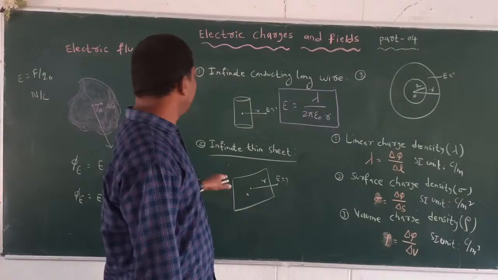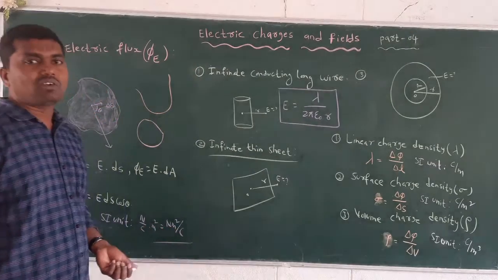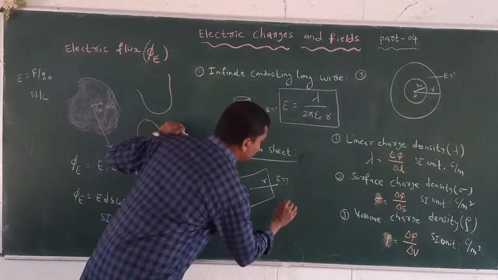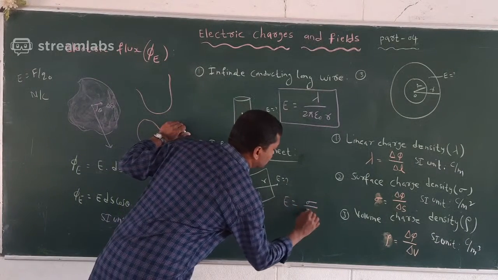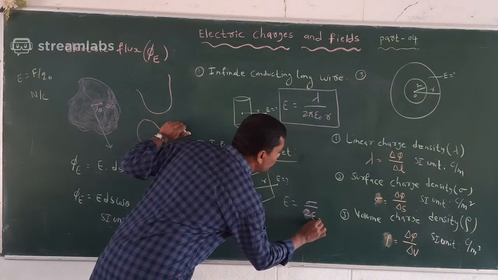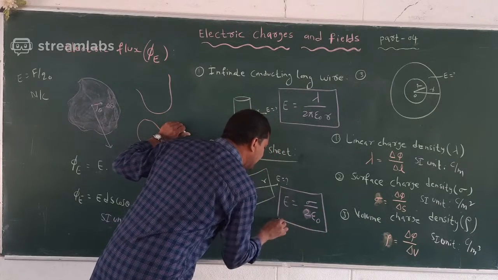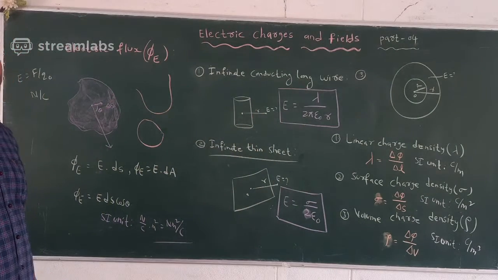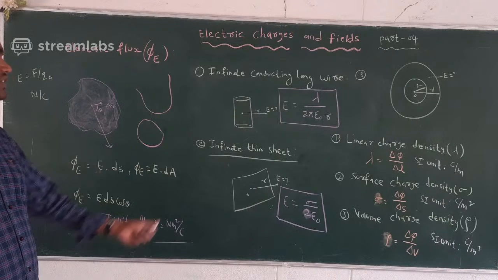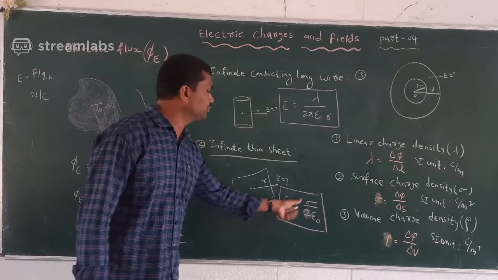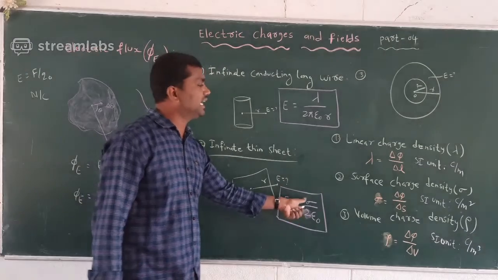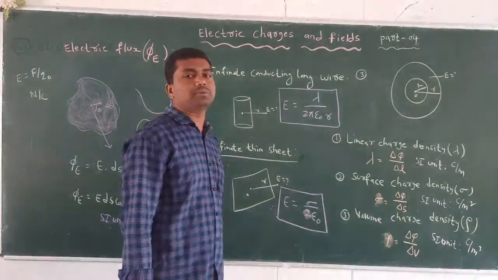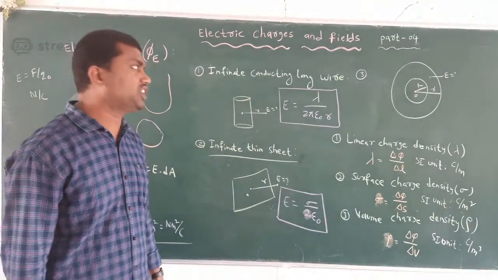And second one, we can take the infinite thin sheet. ఒక సమతల పలక వల్ల విద్యుత్ క్షేత్ర తీవ్రత. So I can write the equation E is equal to sigma by 2 epsilon naught. So this is the direct equation of electric field intensity due to an infinite thin plane sheet. By using the definitions and Gauss law, E is equal to sigma by 2 epsilon naught, where sigma is the surface charge density and epsilon naught is the permittivity of free space.